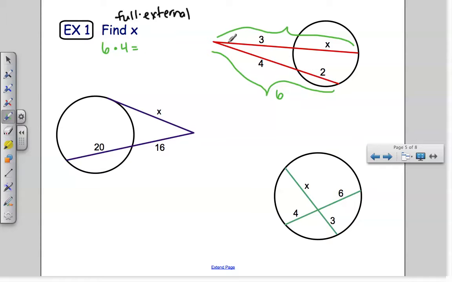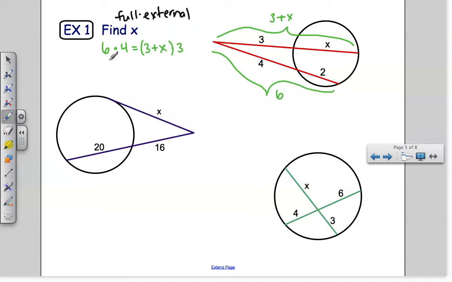Now that should equal, okay, what did we say we did to get the full segment here? We added 4 and 2, so here I'm going to add 3 and x. So 3 plus x is the full thing, times what's the external portion of this segment, which would be 3, because that's the part outside. So full times external. Now hopefully you're thinking, hey, if you're going to multiply those, you better put parentheses around that quantity with that addition there. 3 plus x is one thing, times that 3.